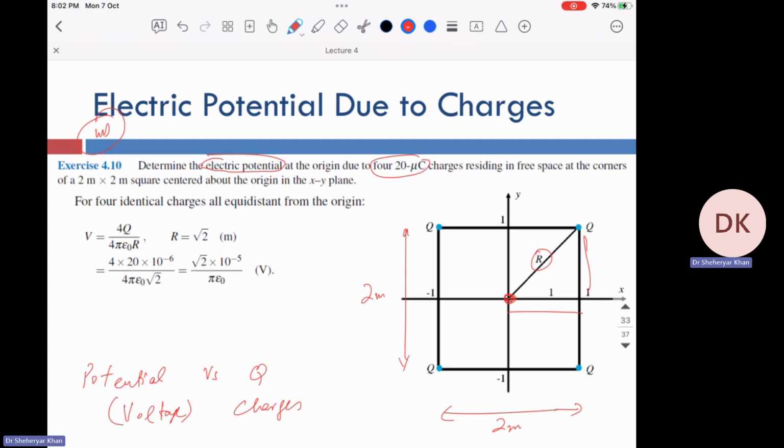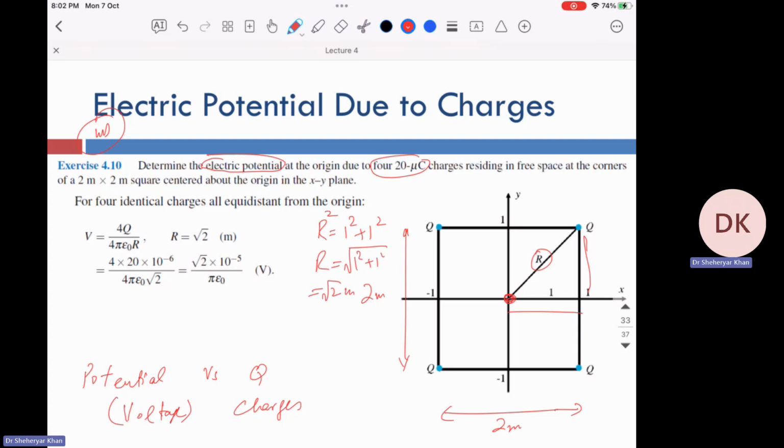So the geometry will tell you the distance. Okay, so what is R? We know that R is equal to, by using the Pythagoras theorem, 1 square plus 1 square is equal to R square. And R is equal to the square root of 1 square plus 1 square, which is root 2 meter. Okay, so R is given.